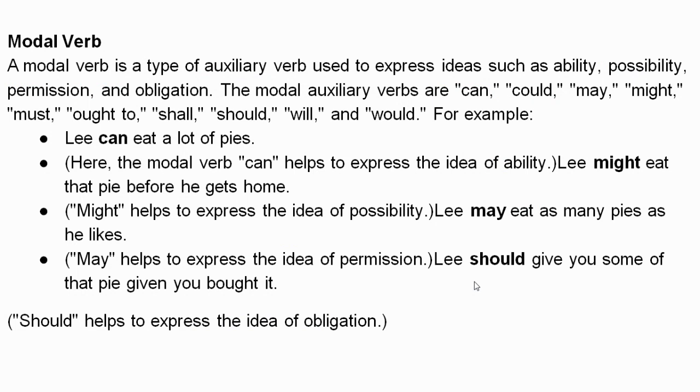Now, modal verb. A modal verb is a type of auxiliary verb used to express ideas such as ability, possibility, permission, and obligation. The modal auxiliary verbs are can, could, may, might, must, ought to, shall, should, will, and would. For example, Lee can eat a lot of pies. Here, the modal verb can helps to express the idea of ability. Lee might eat that pie before he gets home. Might helps to express the idea of possibility.